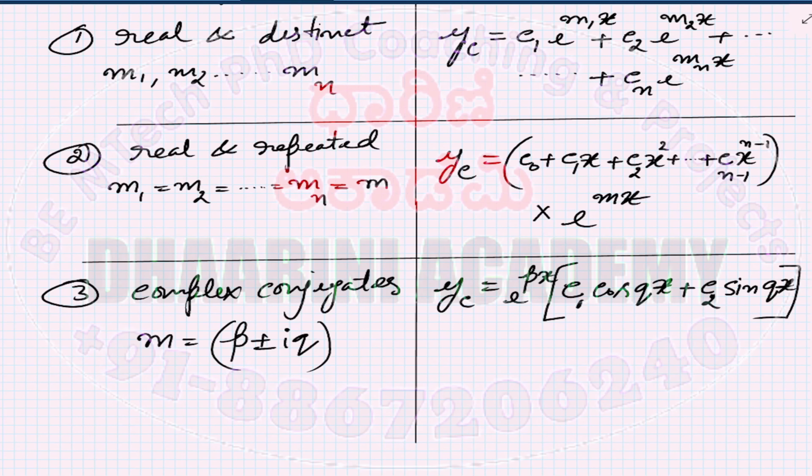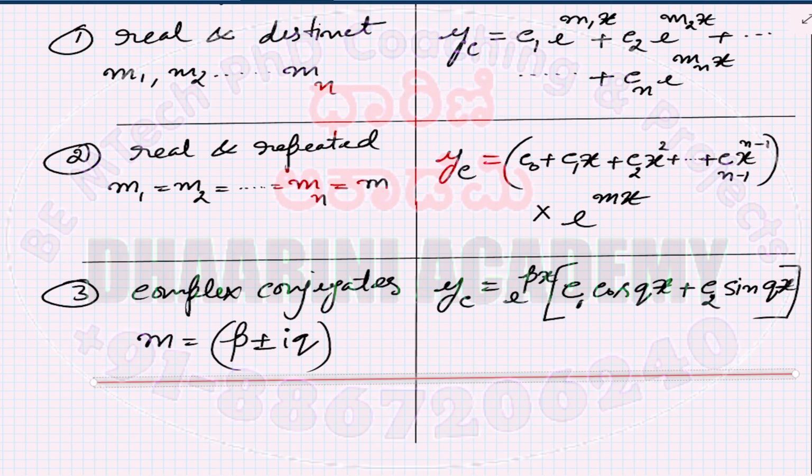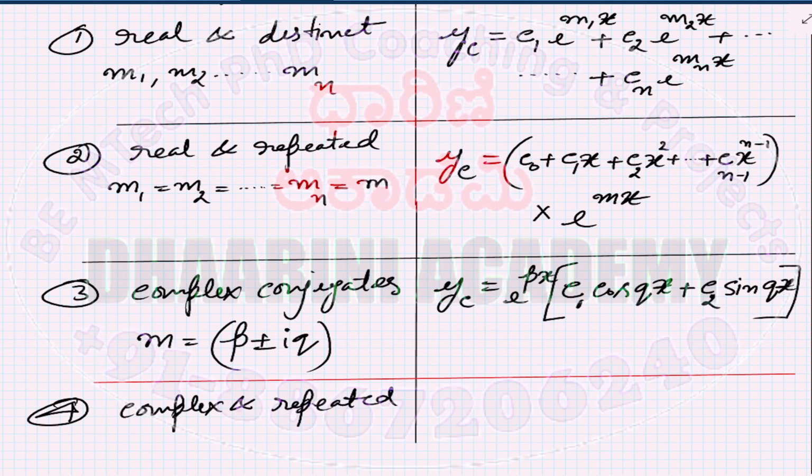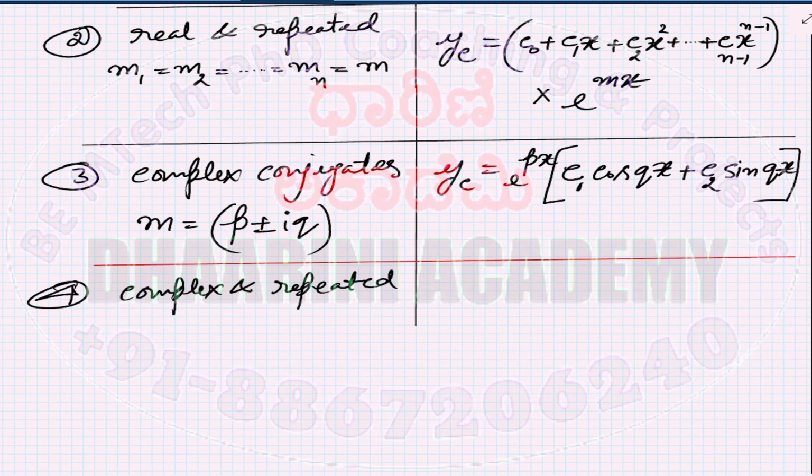There is a special case. I'm going to write that as well. Rarely this comes even in the exams. So let's write the fourth case, and the fourth case is actually a special case. The fourth case is complex and repeated. So the roots are going to be complex, but they are repeated.